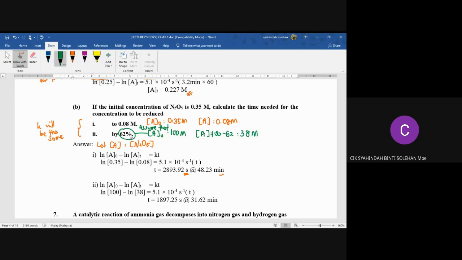Okay, so sekarang ni based on the general equation for integrated rate law equation untuk first order reaction, you just masukkan saja all the information and you will get the unit ialah in second. Okay, minute ni extra kerja lah, you nak buat in minute suka hati lah, tapi soalan tak minta kan, so supposedly dia in second je lah.